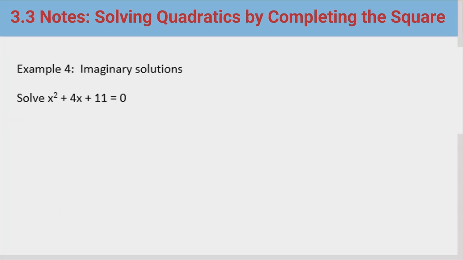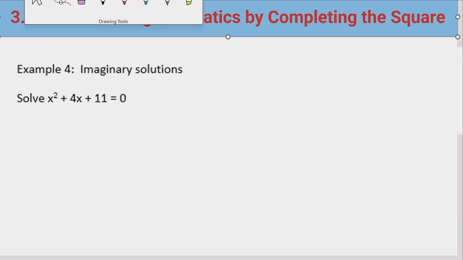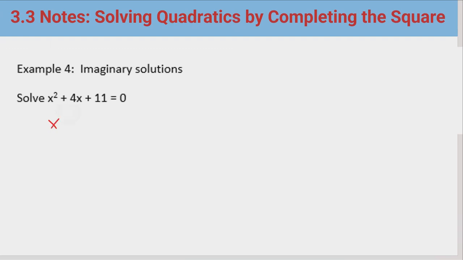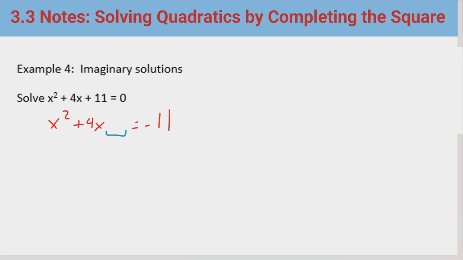For example 4, we're going to have an imaginary solution here. So not knowing that piece of information, that imaginary solution, you would attack this the same way. I want to use perfect square factoring. So I am going to subtract this 11 off to the other side. So I would get x squared plus 4x equals negative 11. Notice I left that gap because I want to put a number here so that this is a perfect square.